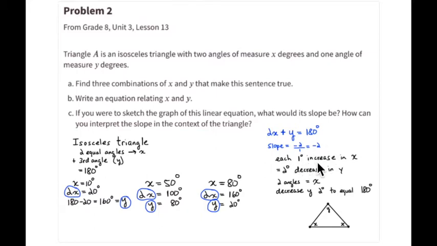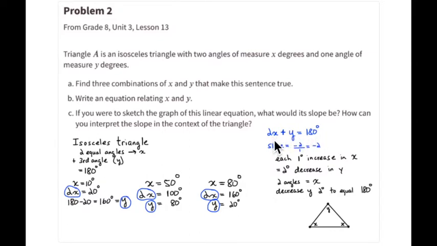Each 1 degree increase in x equals a 2 degree decrease in y, because there are 2 x's. So every 1 degree increase in x is increasing the total amount 2 degrees. So you have to subtract that total from y to always have this equal to 180 degrees. Remember, it's a balance. That's why we're using the standard form of the equation.